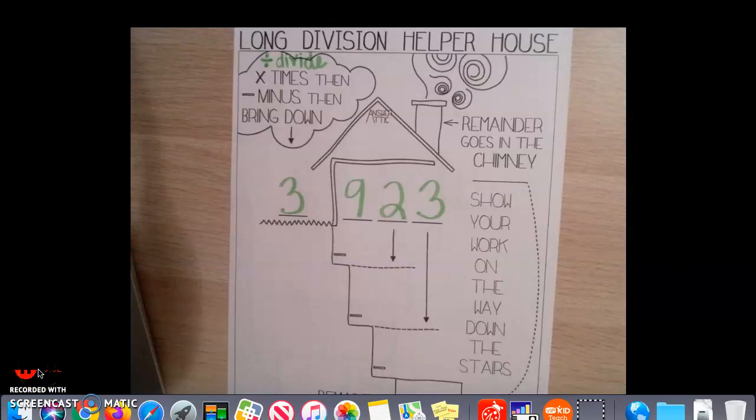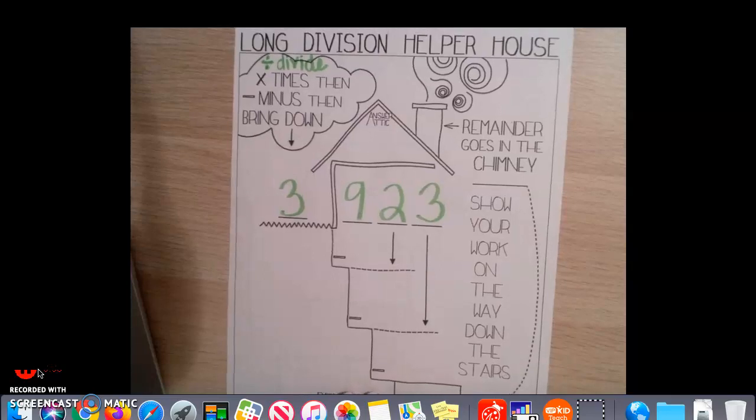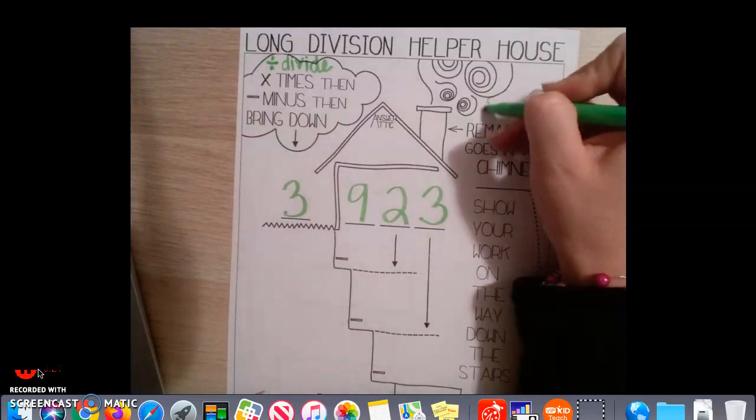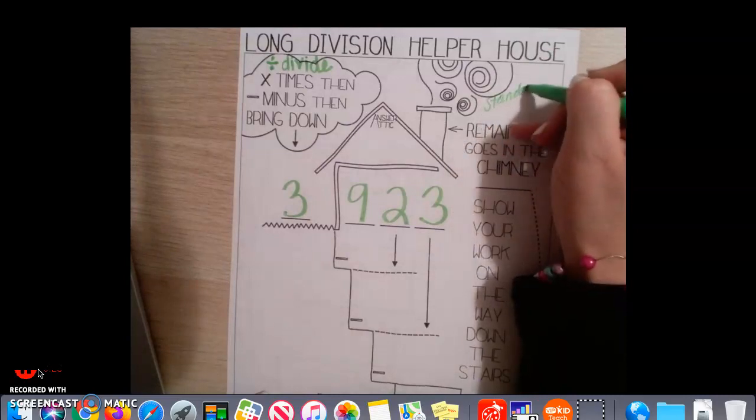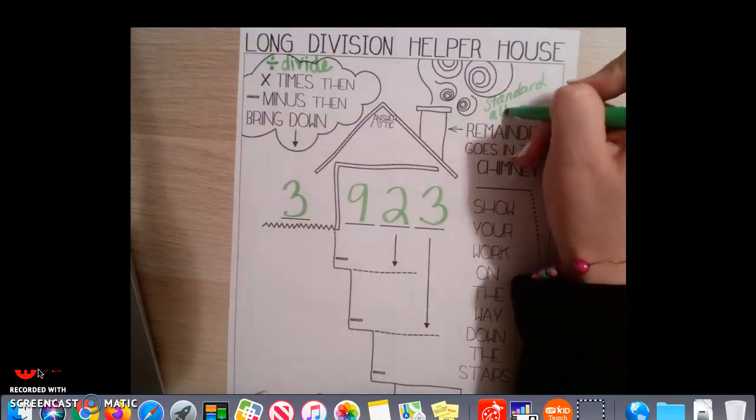Okay, hello fourth graders. Today for math we are going to be doing some long division, and the sheet that you should have in front of you is the long division helper house. I'm just going to walk you through how to do long division. This is the standard algorithm that we practiced the other day.